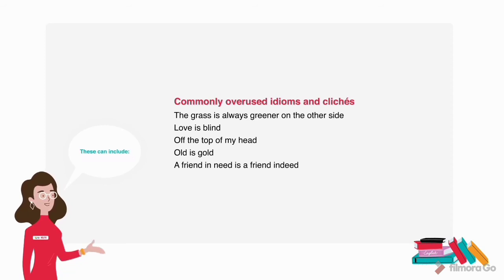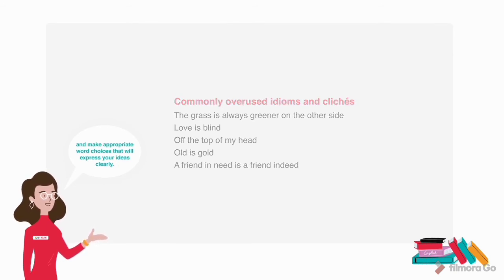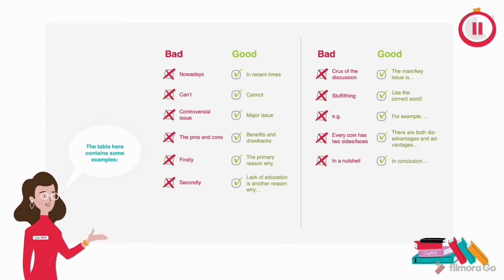These can include: these terms should not be used when writing as they are vague and do not address a task appropriately. You should use clear language and make appropriate word choices that will express your ideas clearly. The table here contains some examples.